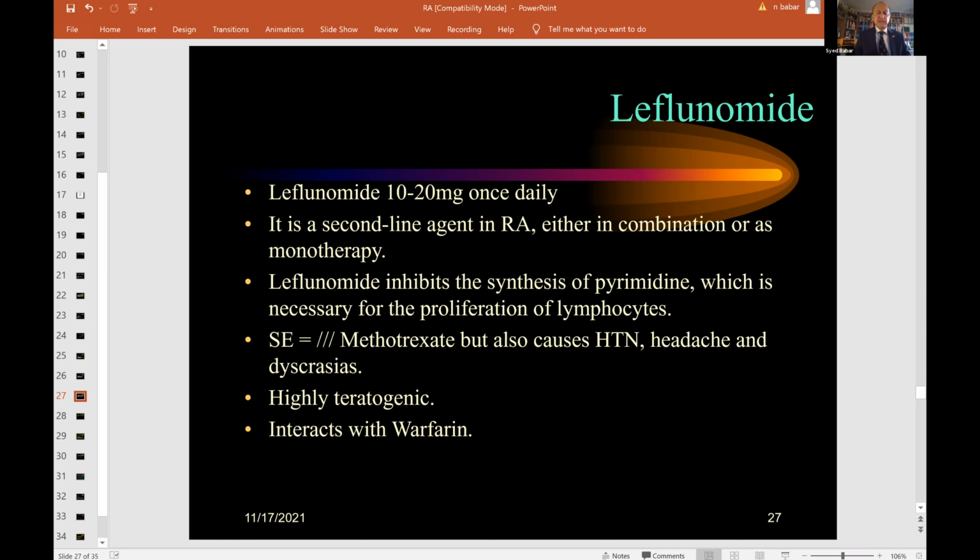Side effects are similar to methotrexate, but leflunomide can cause malignant hypertension and blood dyscrasias, and it is, like methotrexate, highly teratogenic. It interacts with warfarin, and warfarin works for a longer time, so more frequent INR and lowering the dose of warfarin is necessary.